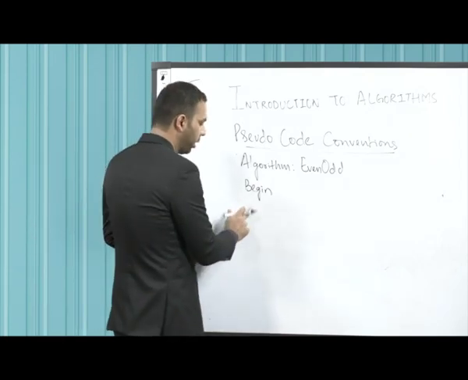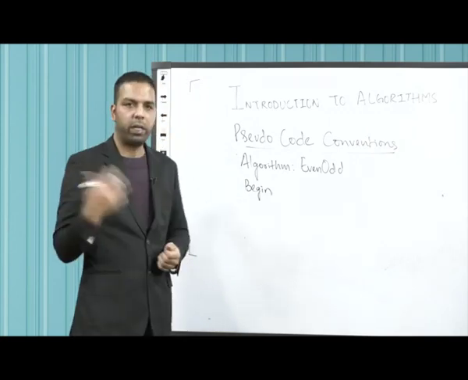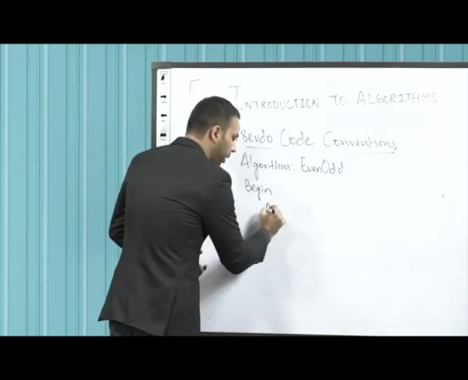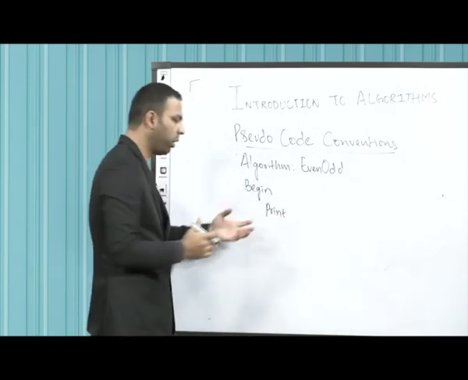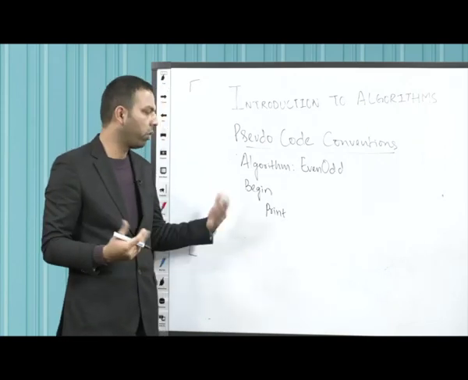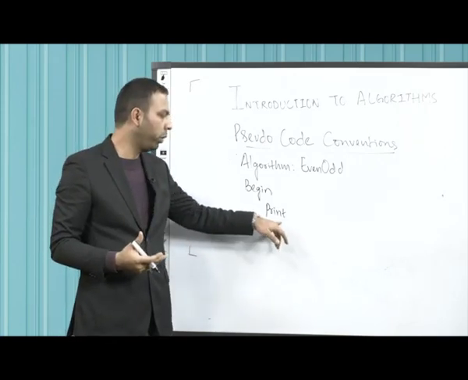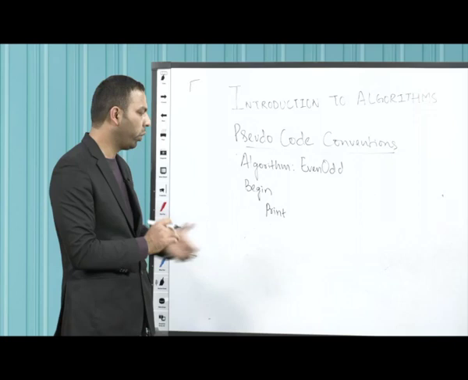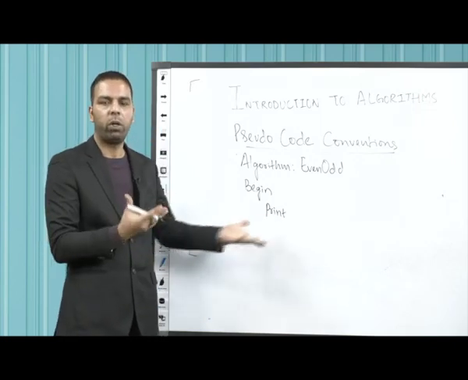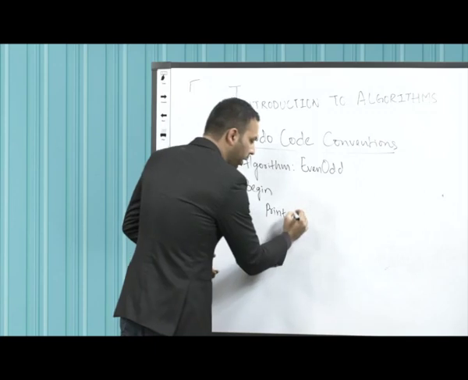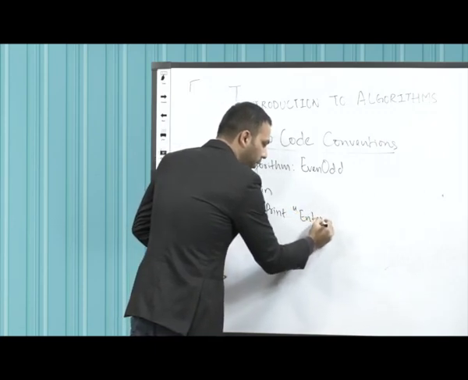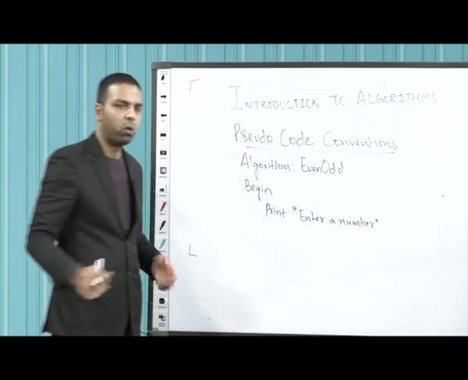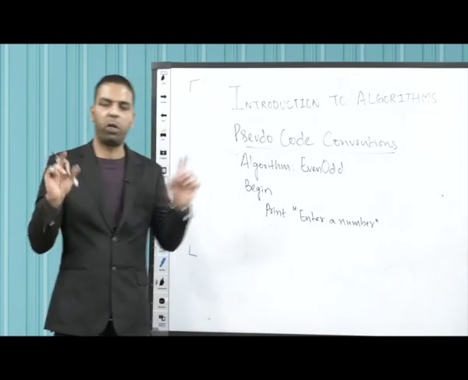Then I'll ask the user to input some number. For that, I'll use print. Print here is not a command that is going to execute, but it's just to let you know that whatever you write after print is going to be displayed as an output, okay? So you can write print, you can write display, whatever you are comfortable with. So I'll write print, then I'll write "enter a number". I have written it in inverted commas because I want this statement to be printed.